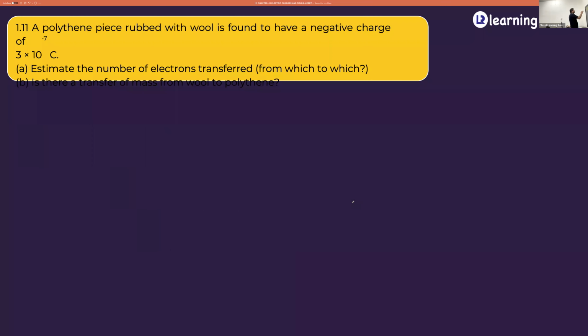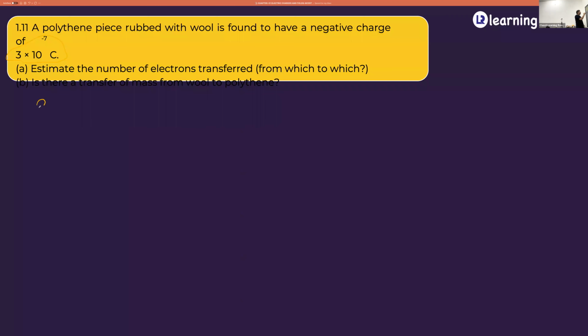A polythene piece rubbed with wool is found to have a negative charge of 3 into 10 power minus 7 Coulomb. Estimate the number of electrons transferred, and from which to which. That is the first part of the question. Is there a transfer of mass from wool to polythene? That's the second part of the question.